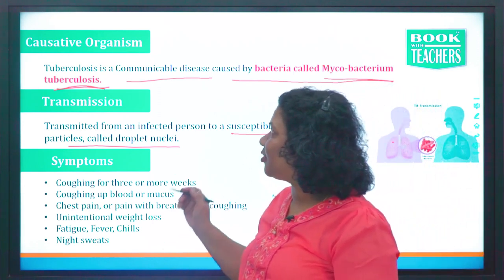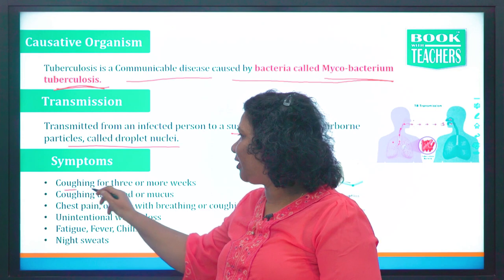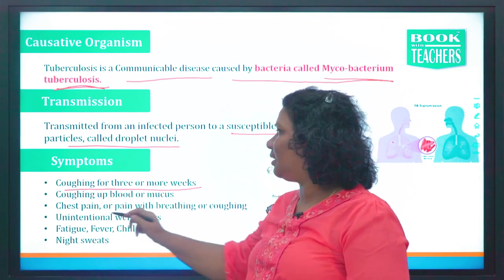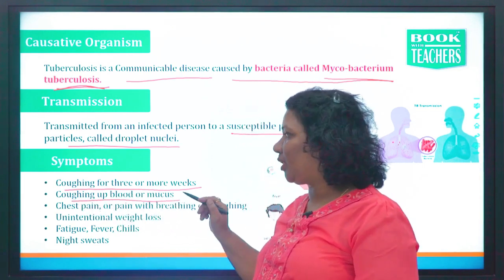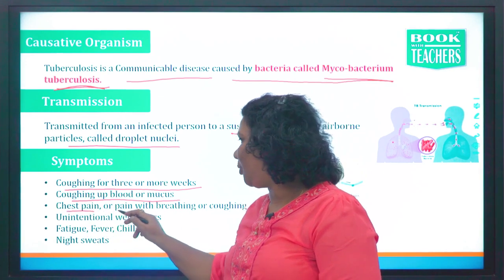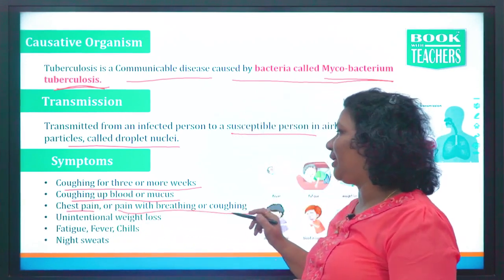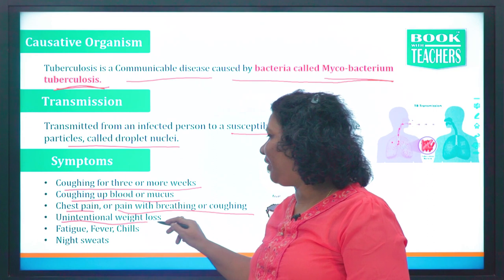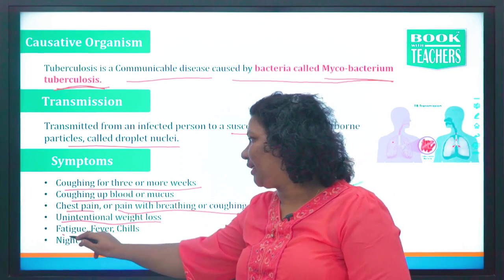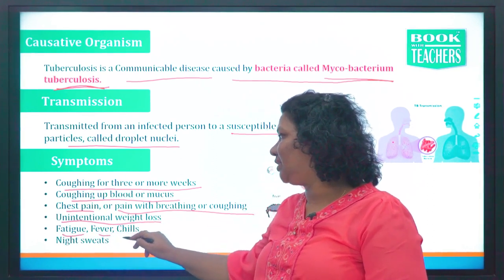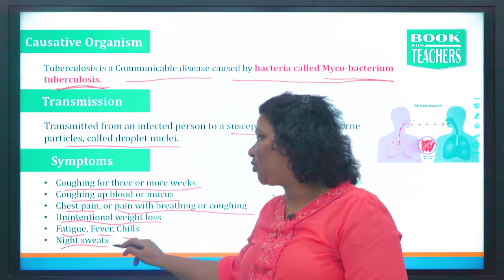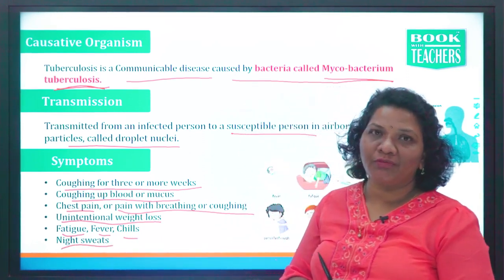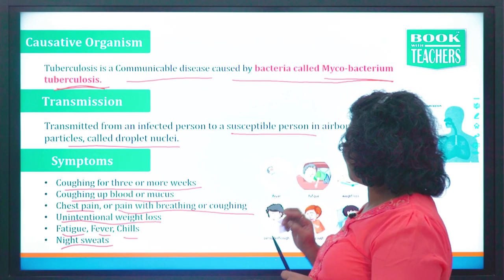What are the symptoms of tuberculosis? Coughing for 3 or more weeks, coughing up blood or mucus, chest pain or pain with breathing or coughing, unintentional weight loss, fatigue, fever, chills, night sweats. So, these are the symptoms of tuberculosis.